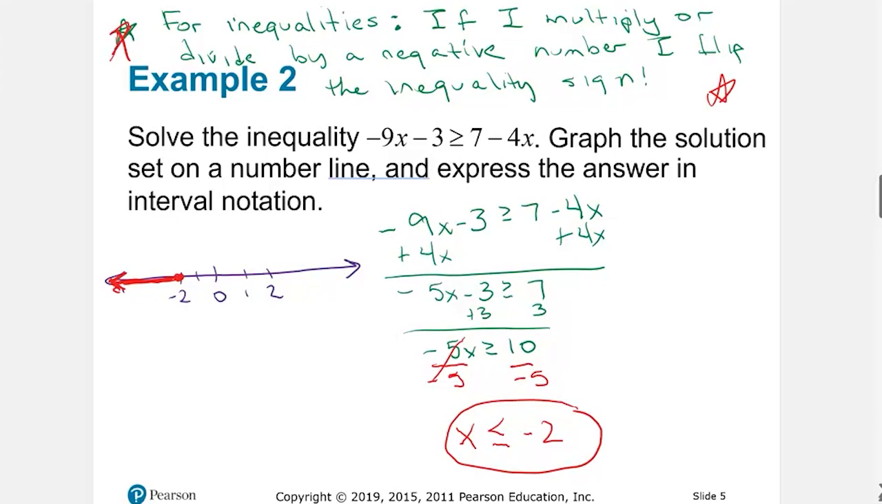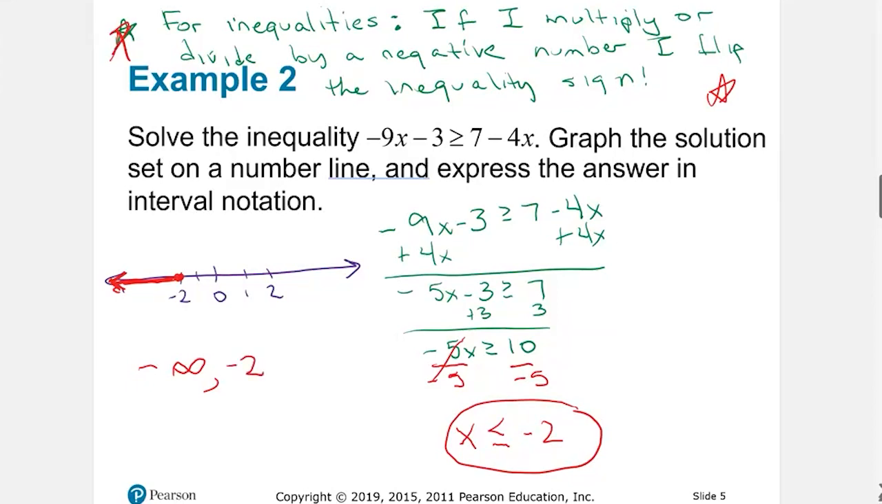And then the last thing it says is write the answer in interval notation. Interval notation, we start with the smallest number. So this is going all the way to negative infinity. So we start with negative infinity. And then I put a comma. And where does it go? What's the biggest number that it is? Negative 2.